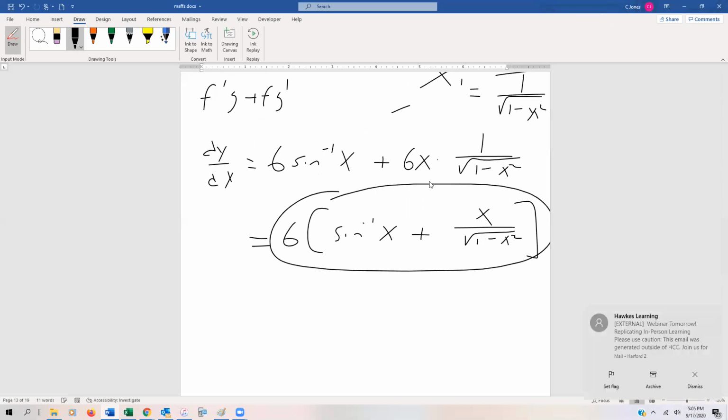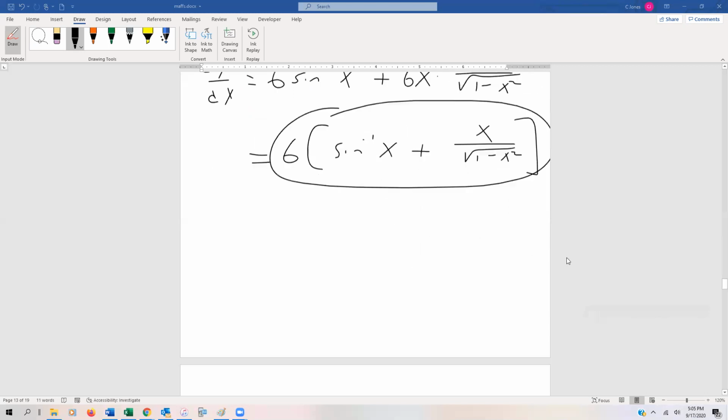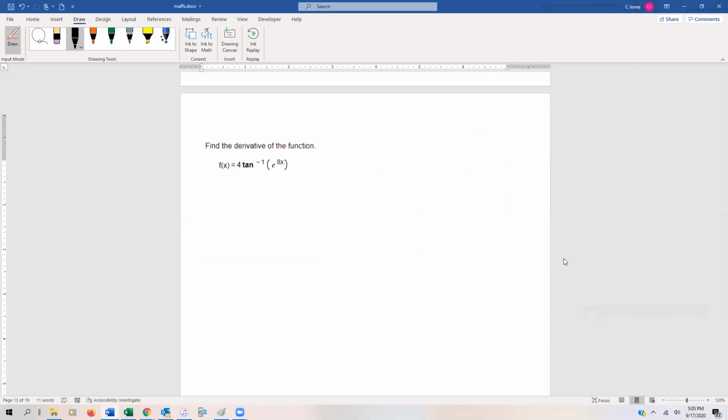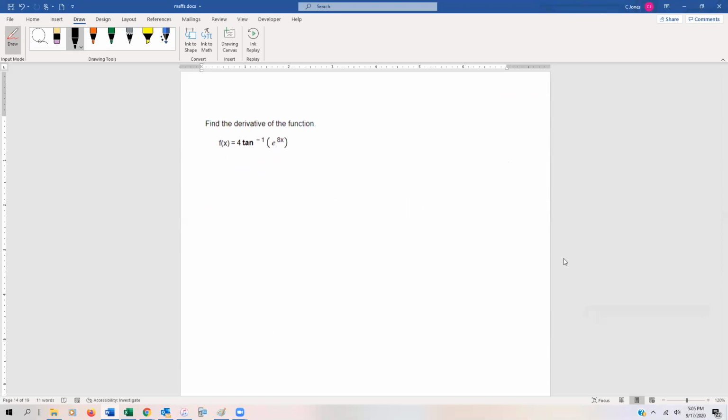And so in our last example, we just want to find the derivative of an arctangent function with a composite e function. This is actually a really sneaky problem. It's not too difficult, but notice that we have a chain rule. And so we remember that the derivative of the arctangent is going to be 1 over 1 plus x squared.